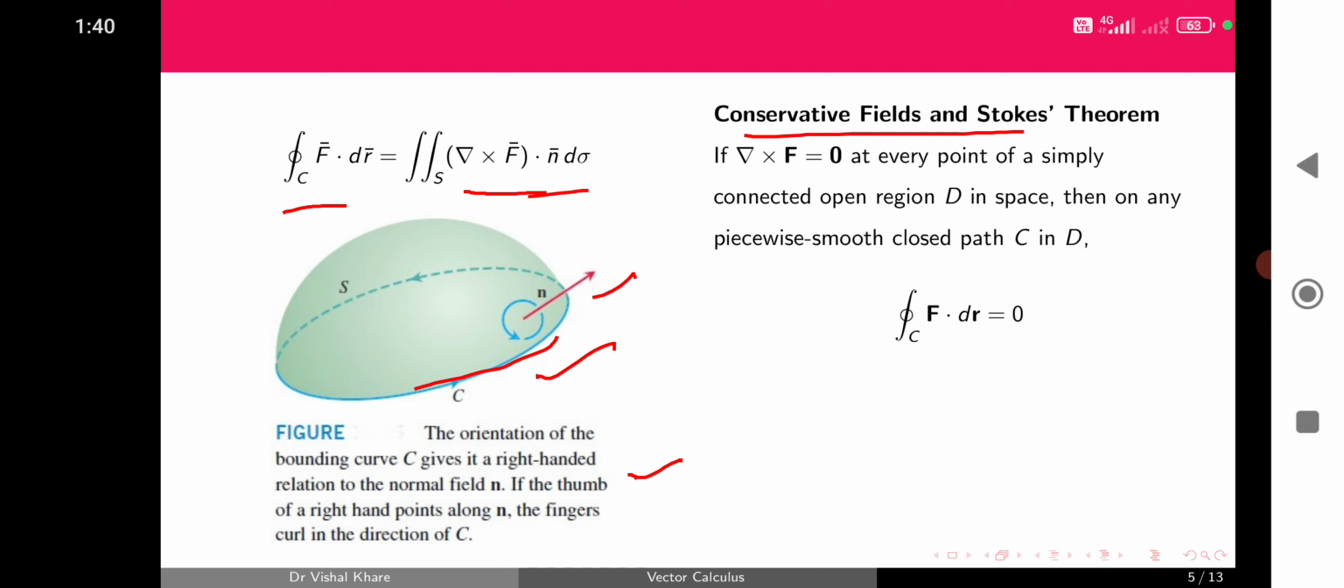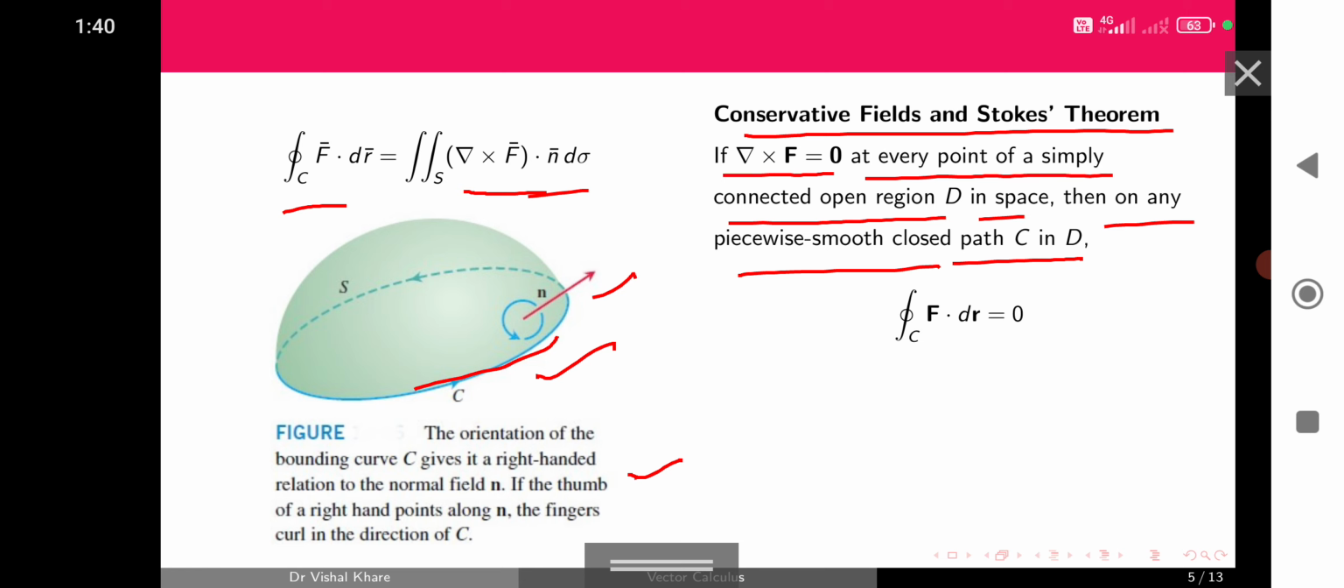Conservative field and Stokes theorem: if del cross F is equal to 0 at every point of a simply connected open region D in space, then on any piecewise smooth closed path C in D, the integral of F dot dr along the closed curve C is equal to 0.